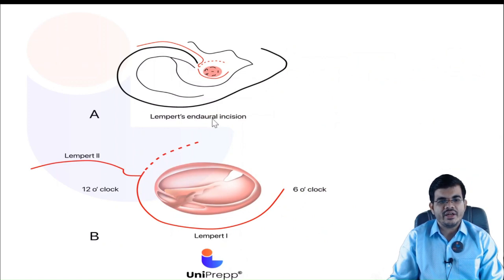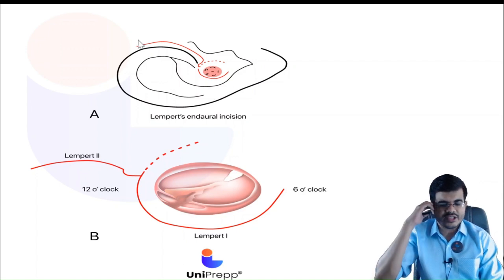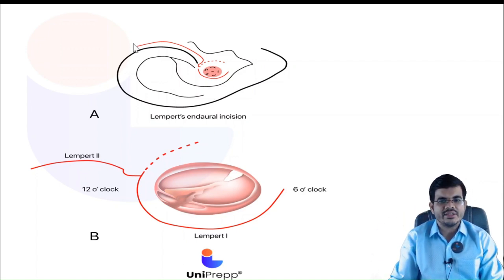Now what do you see here? This is the Lambert's endaural incision. You will put an incision through the incisura terminalis like this. Along with that, another incision is put within, that is the Lambert 1 part, a curvilinear incision from 6 o'clock to 12 o'clock. This is the Lambert 2.